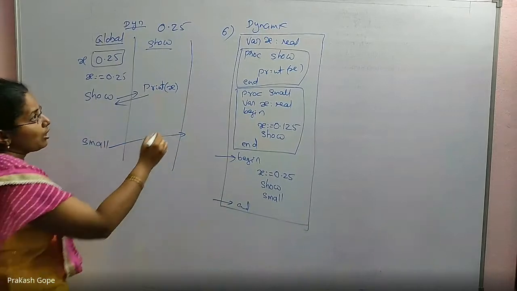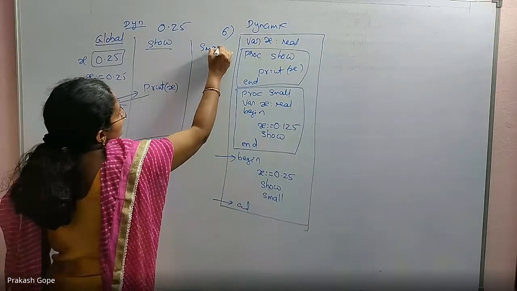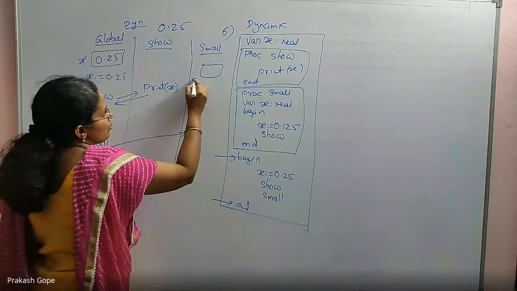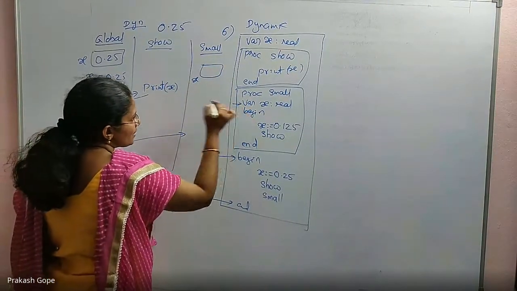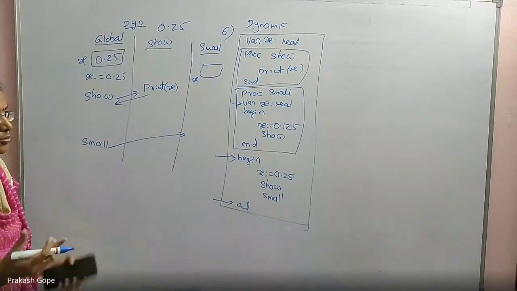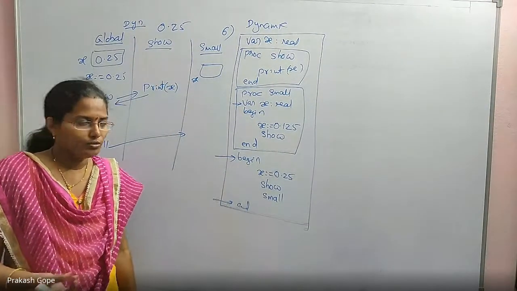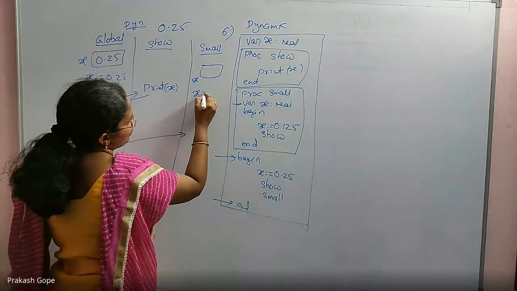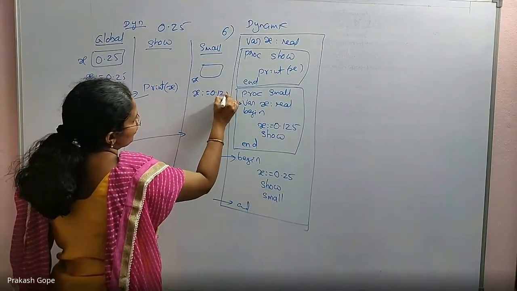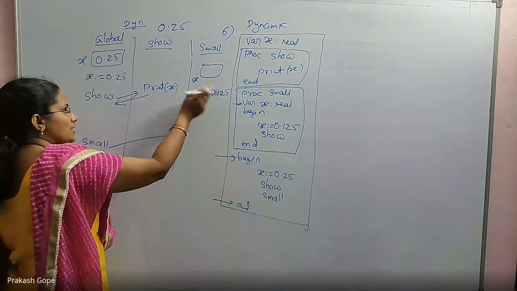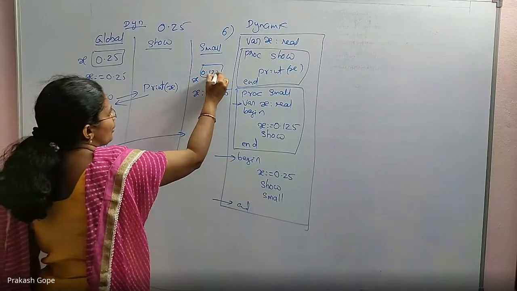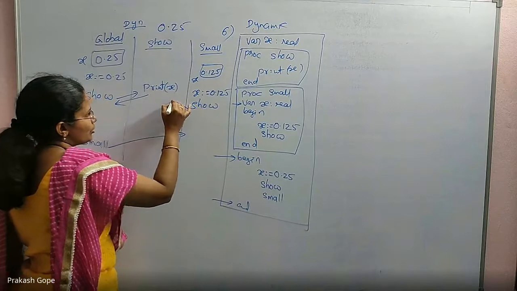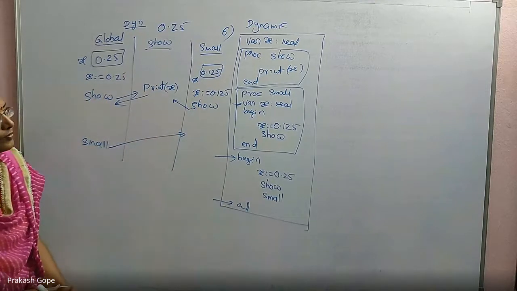Okay, jump to small environment, in which there is a locally declared variable x. Don't miss this line. If you miss that declaration, you will assume that there is no locally declared x. So don't miss that line. And then execute x equal to 0.125. I have a locally declared x, so I will assign 0.125 to that. Then call procedure show. So jump to show environment.